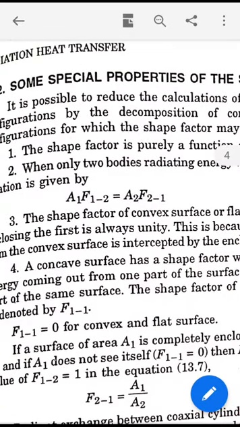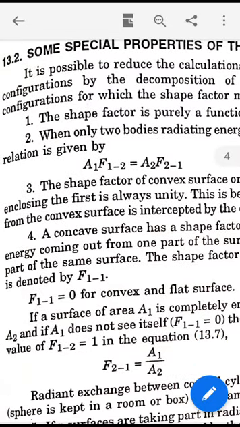Property number 1. As I have told, shape factor is a function of only geometrical parameters. 2. When two bodies are radiating heat with each other, the reciprocal relation holds good. That is, A1 F12 will be equal to A2 F21.